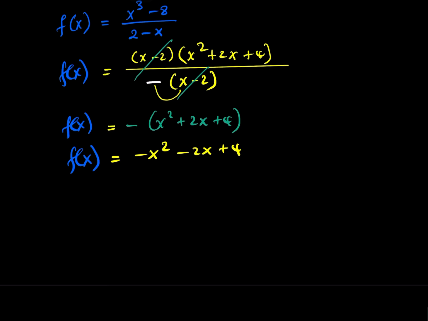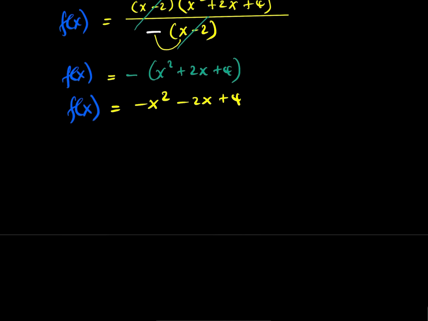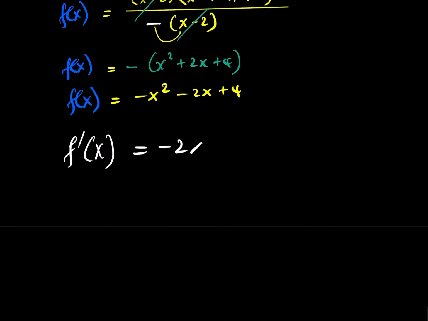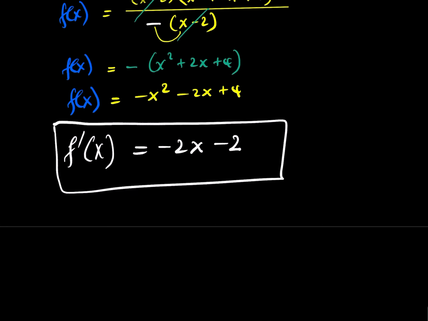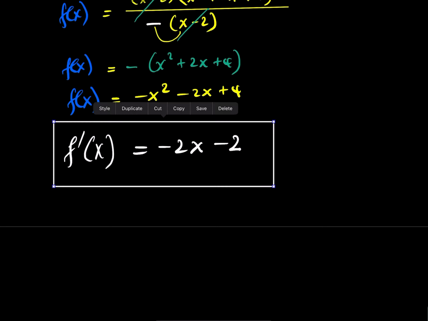We want to find now the derivative of f with respect to x. So this is going to be f prime at x. The derivative of negative x squared gives me negative 2x. The derivative of negative 2x is negative 2. The derivative of the constant is 0. I hope you also know this rule, that when you differentiate a constant, you get 0. It's one mistake that students commit.